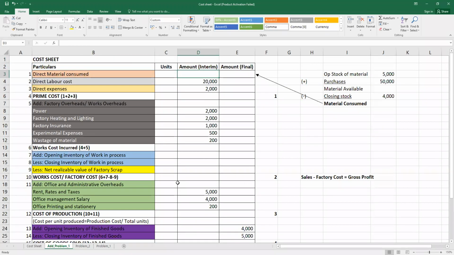Now let's enter the direct material consumed. यहाँ पे already the figures are ready. Opening stock plus purchases. This is the amount of material available amounting to 55,000. उसमें से closing stock जब less करेंगे, we will come at material consumed. Are you done with the figure of material consumed, guys?